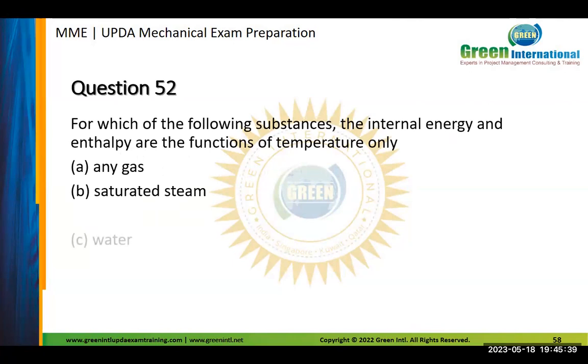For which of the following substances are the internal energy and enthalpy a function of temperature only?